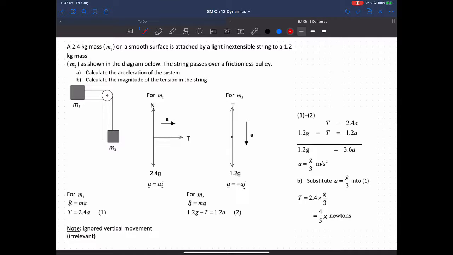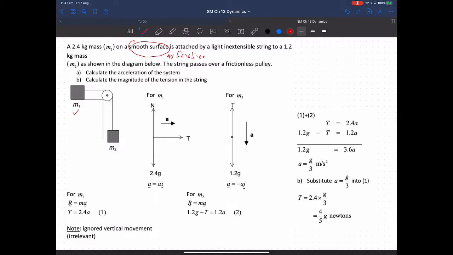In this example, we're told a 2.5 kilogram mass, which we're calling M1, is on a smooth surface. If there is a smooth surface, it means that there is no friction. If there was friction, then it would operate in the opposite direction to motion.